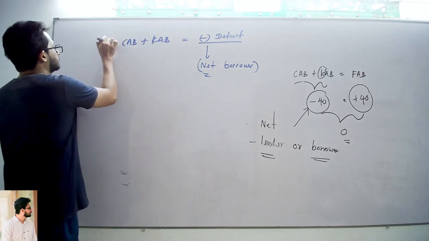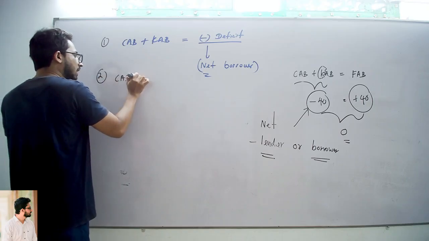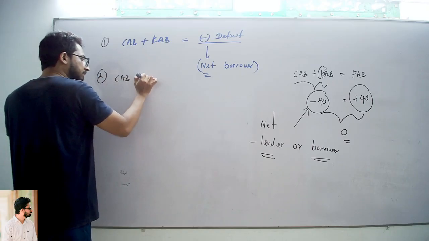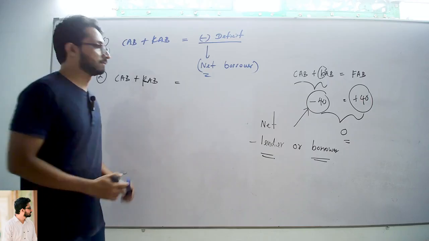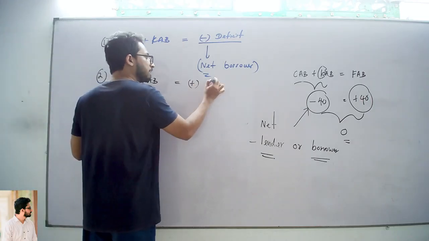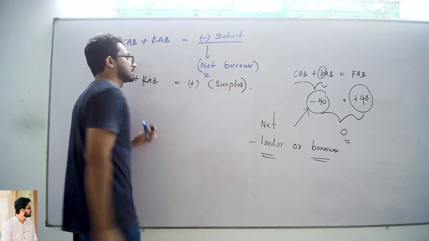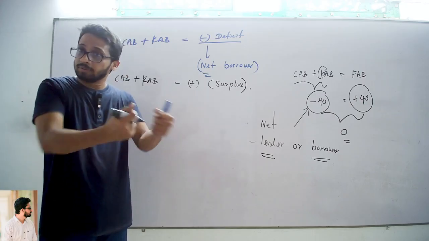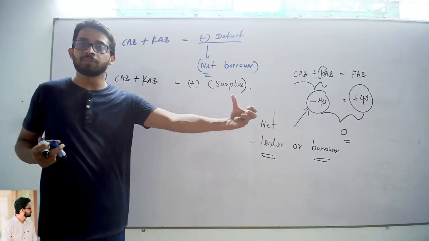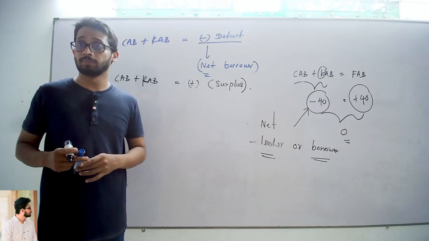This is the first one. Second one: if the balance of current and balance of capital accounts end up with a positive value, positive value means surplus. What does it mean? Our receipts as a country, we have received more than what we have paid to the rest of the world. We have a surplus.